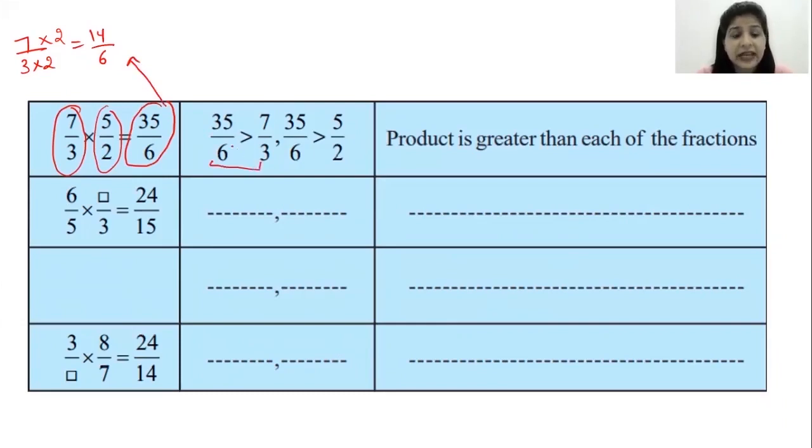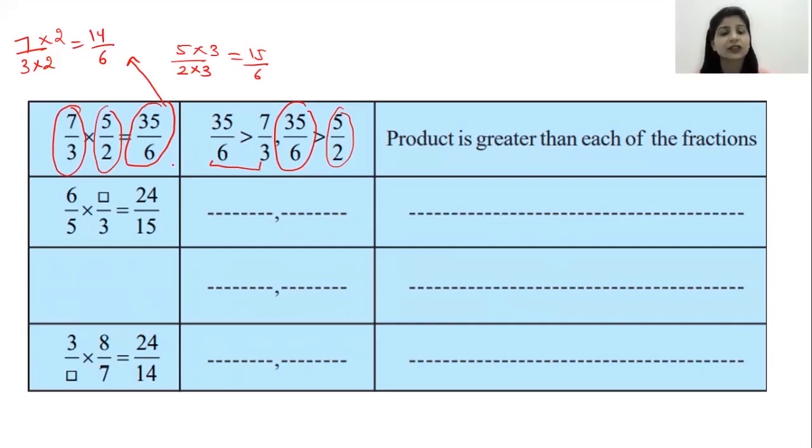This is written here. Similarly, the second one, which is 5 upon 2, if I make the denominator 6, it is going to be 15 upon 6. Is it greater or smaller than 35 upon 6? It is smaller. So I can say this product is always going to be greater than each of the fractions which we are multiplying. In case of improper fractions, the product is greater. In case of proper fractions, the product is smaller. You need to keep this in mind.